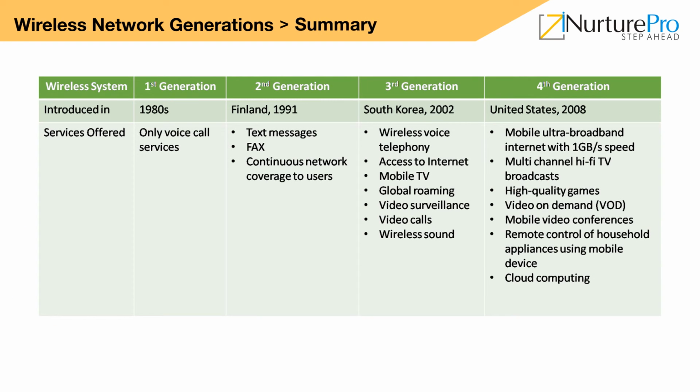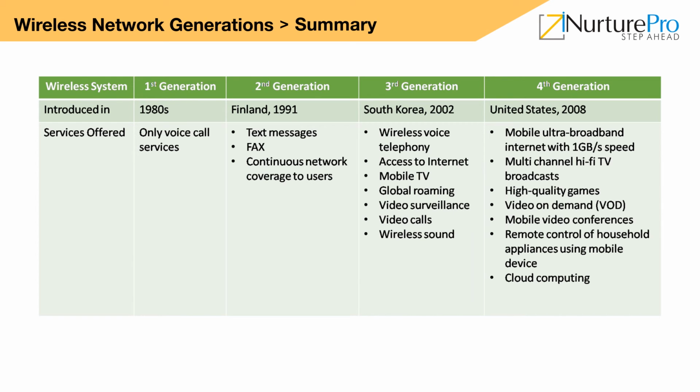This brings us to the end of our video. Here's a quick recap of all the different generations of the wireless network. The first wireless network of the 1st generation was introduced in the 1980s. Services offered in the 1st generation wireless network were only voice call services. The 2nd generation, which was introduced in Finland in the year 1991, offered services that included text messages, fax, and continuous network coverage to users.